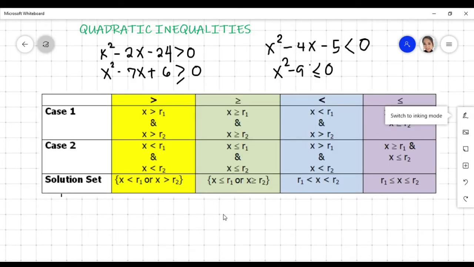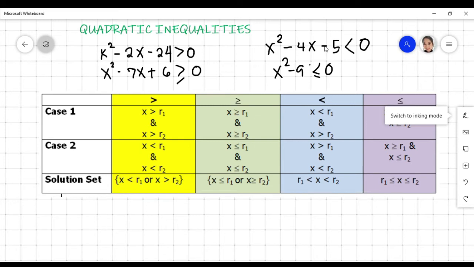So here are examples of quadratic inequalities. x squared minus 2x minus 24 greater than 0, x squared minus 7x plus 6 greater than or equal to 0, x squared minus 4x minus 5 less than 0, and x squared minus 9 less than or equal to 0 are examples of quadratic inequalities. Remember that we can only solve quadratic inequalities if they are written in the standard form.